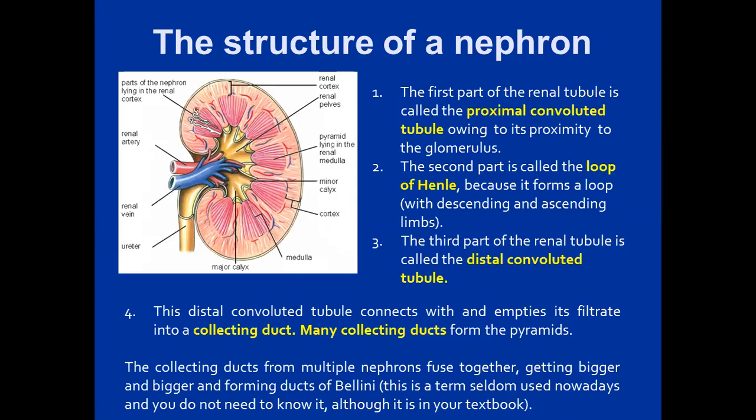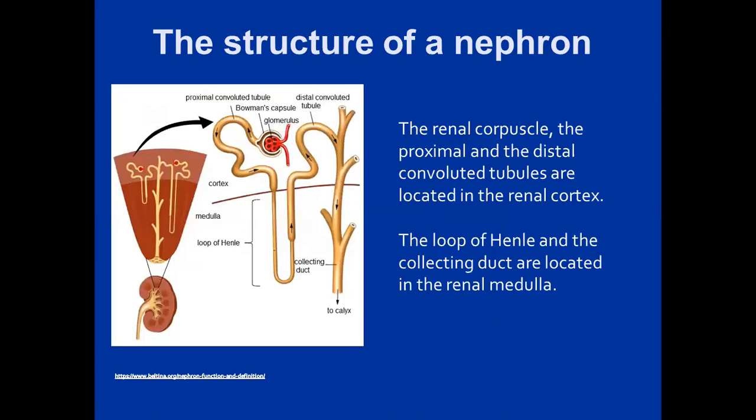And then the third part of the renal tubule is the distal convoluted tubule, and many distal convoluted tubules join with and empty their filtrate into a collecting duct. Many collecting ducts form pyramids. So the collecting ducts from multiple nephrons join together, getting bigger and bigger and forming what are called ducts of Bellini. This is a term seldom used in schools nowadays. You don't have to know it, but it is in your textbook. If you're going to use the term duct of Bellini, look at it, capital B, because it's named after somebody.